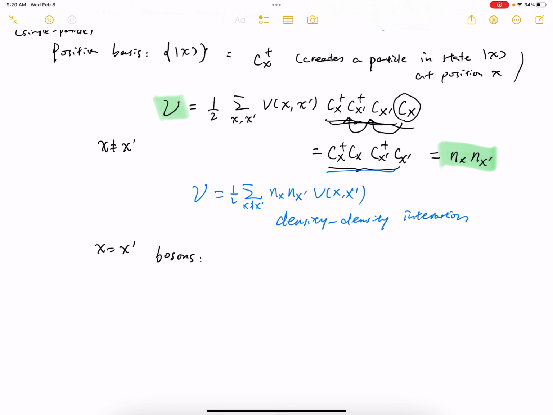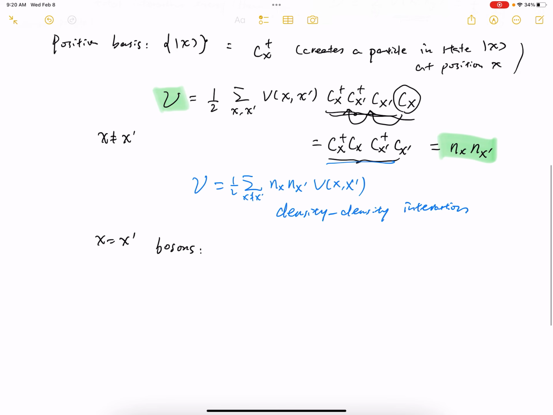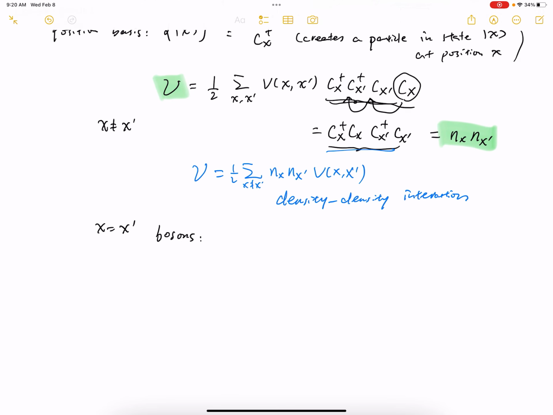For the boson case, this exactly simplifies to this, because for bosons, these creation and annihilation operators always commute. So you can still do this swap, even if x is equal to x prime. So explicitly, we have Cx dagger Cx. Actually, they're not exactly the same, but they're close to that. So it looks like this, for x equals to x prime.